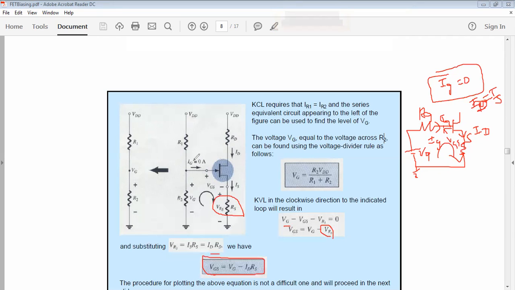Once again, your procedure is to simplify the base network. After simplifying the base network, VG is the Thevenin equivalent voltage at the gate terminal, that is equal to R2 by R1 plus R2 into VDD. Then RG is equal to R1 parallel to R2. After simplifying the gate network, apply KVL to the loop, then find the expression for VGS. VGS is equal to VG minus ID into RS.